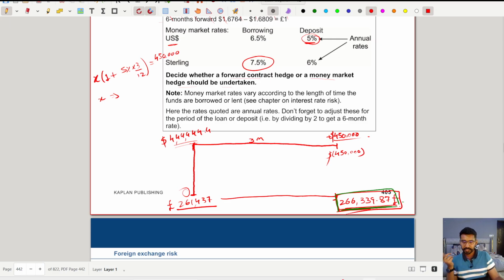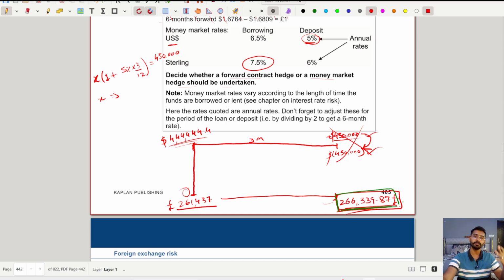So 3 months later, when I'll have this obligation to pay, my deposit would have matured at 450,000. I will use the money from deposit to pay off my liability. Both of these things would have been crossed. Only thing I'll have to pay is to my bank for my borrowing plus interest, 266,000. The same way it goes for your exports as well.